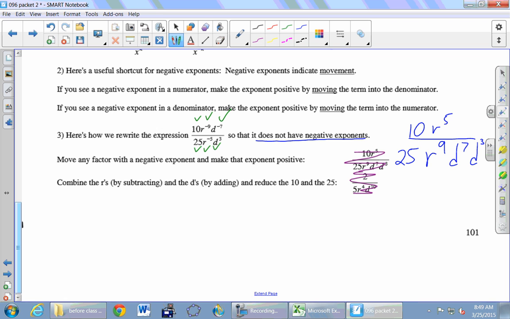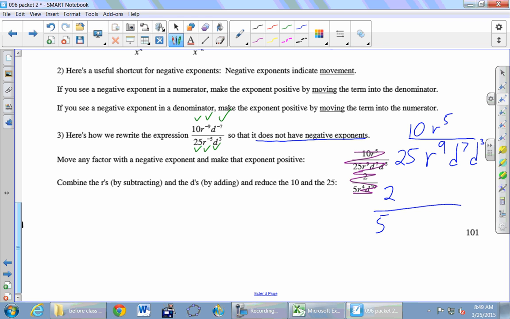The last thing, though, is we always have to simplify our final answers. So we're going to simplify this thing. First, 10 and 25 have a common factor of 5. So what does this become when you pull out and cross off that factor of 5? 2 and 5. Everyone agree?